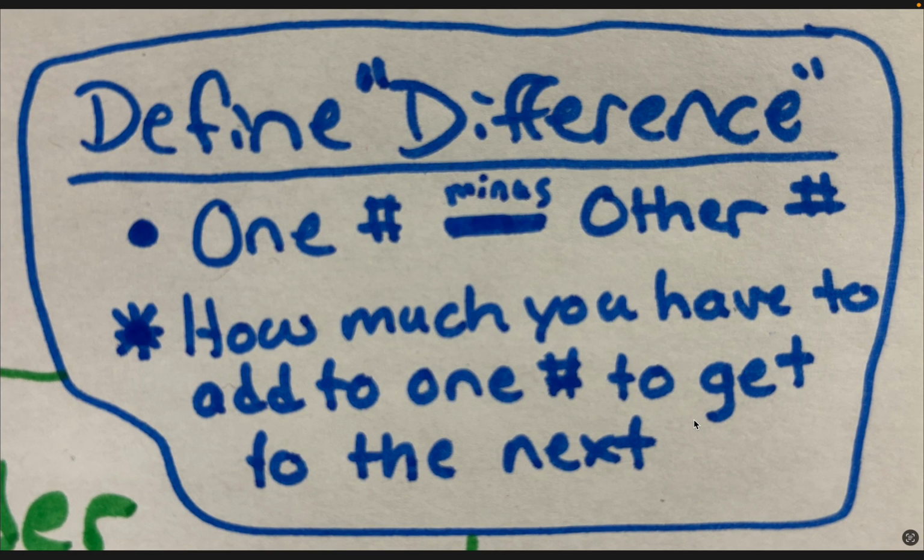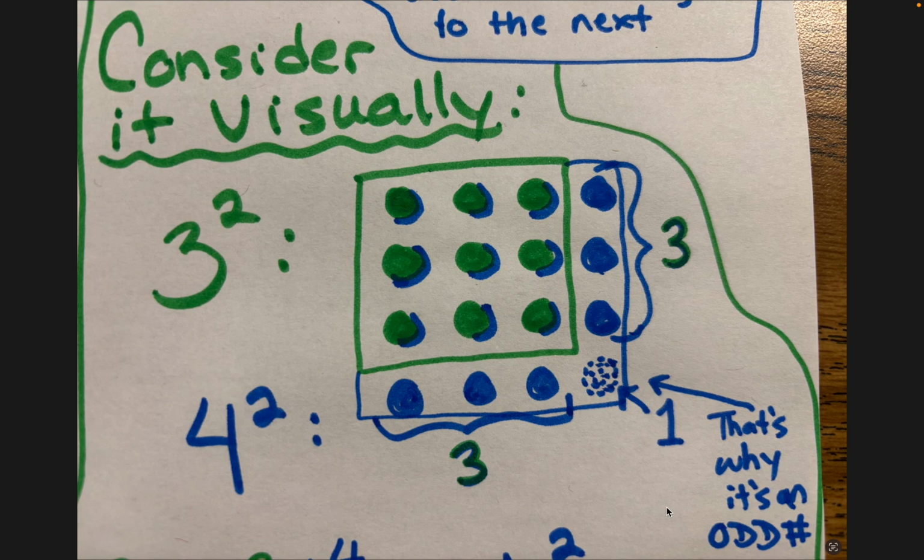So next, if we're going to be really looking at these differences, let's think about what difference means. One definition is that to find the difference between two numbers, you subtract, you do minus. So one number minus another number is the difference between those two numbers. Another way to think about it is how much do you have to add to one number to get to the next number? So let's look here, and this is the magic, guys.